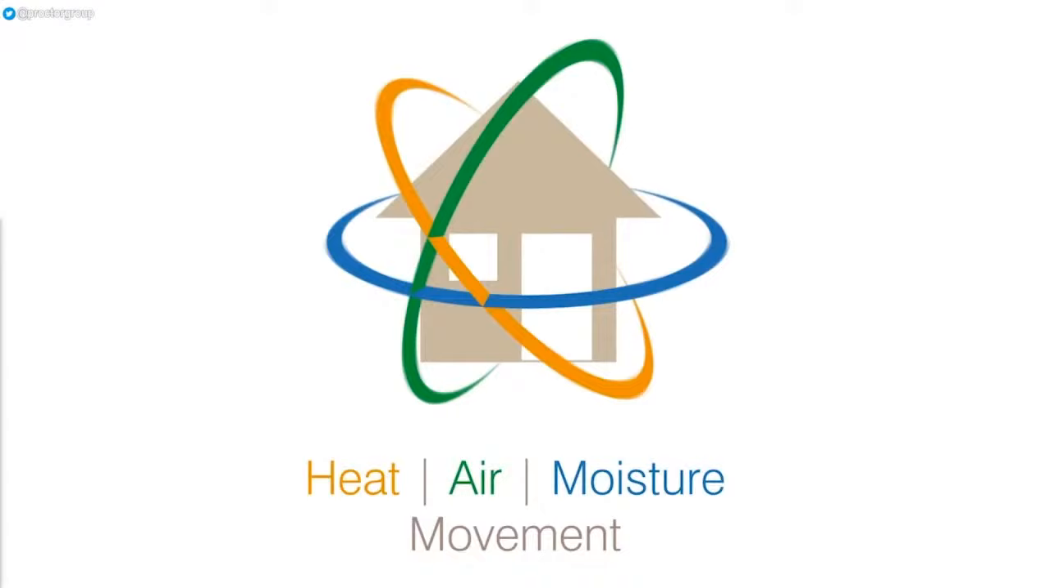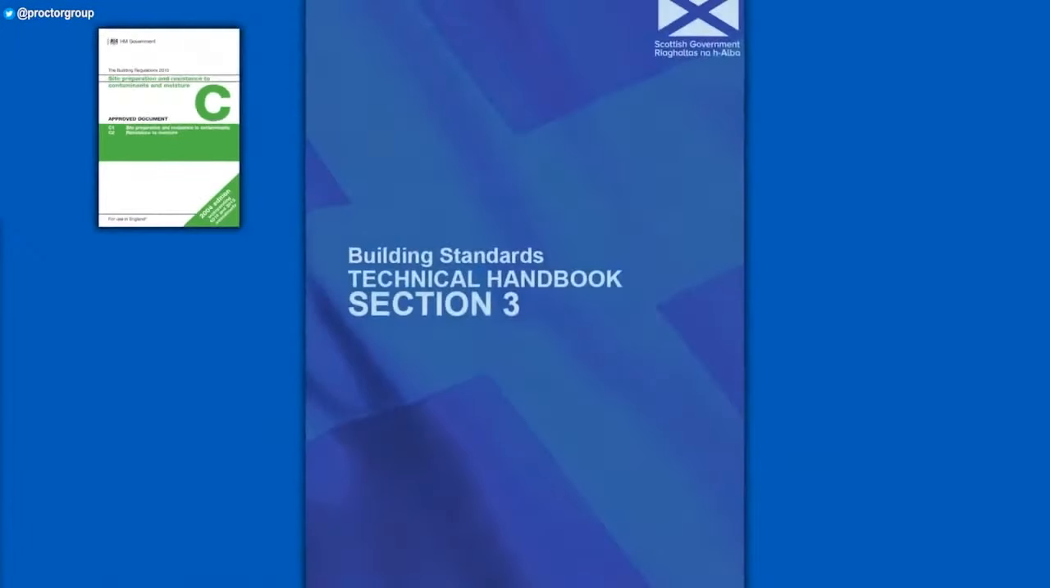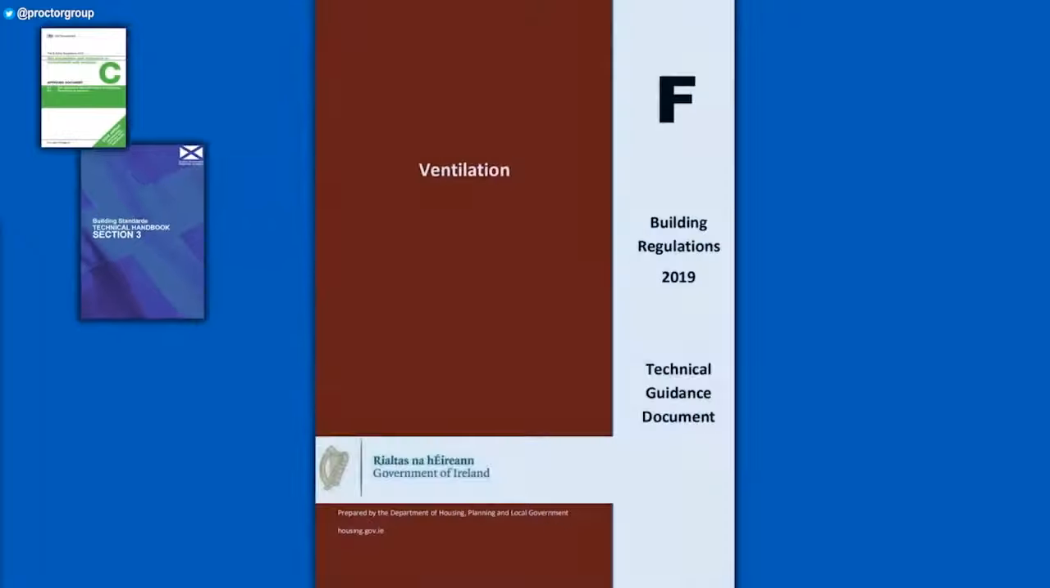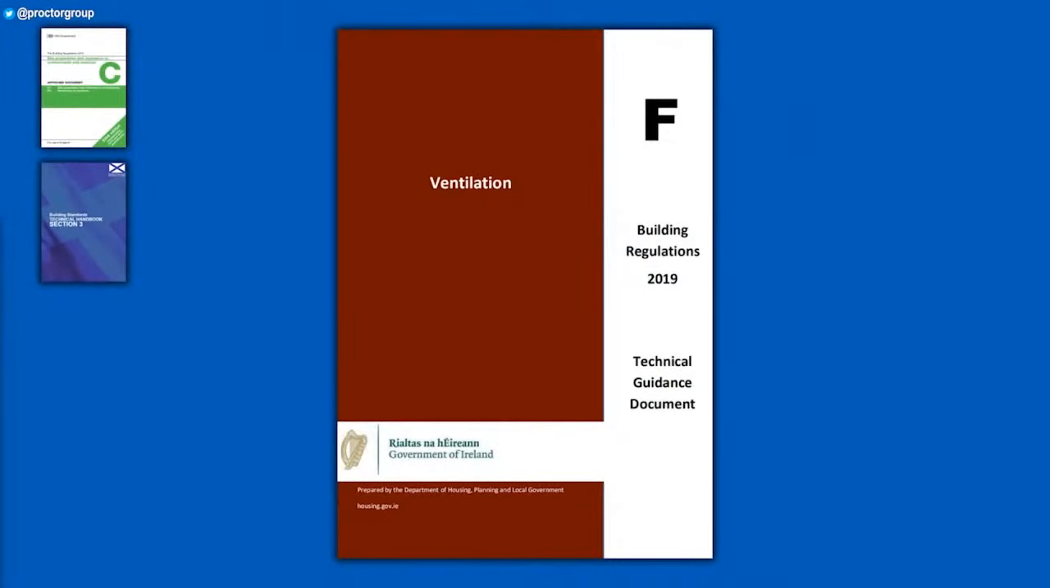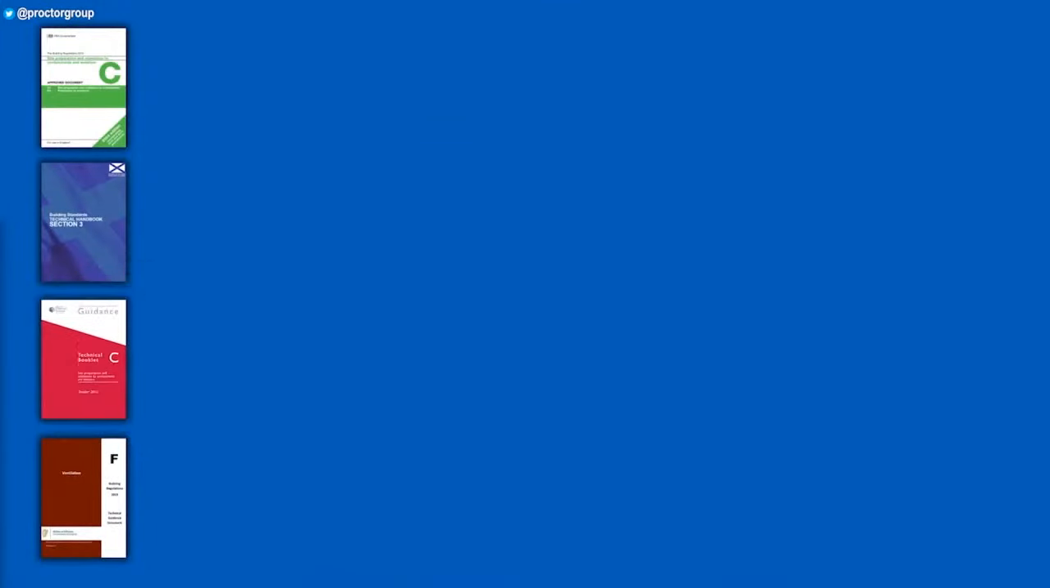The building regulations typically address condensation moisture in the same sections as damp and moisture ingress from other sources. In the UK and Ireland, that means Part C for England and Wales, Section 3 in Scotland and Part F in the Republic of Ireland. Northern Ireland is also Part C, but it's a different document from that applying to England and Wales.